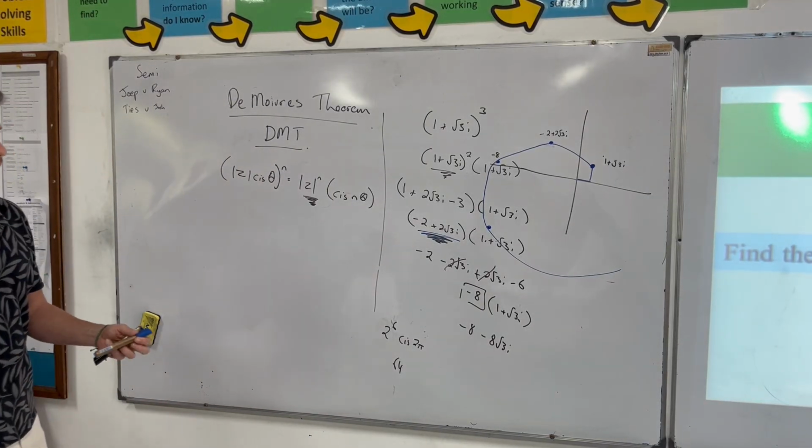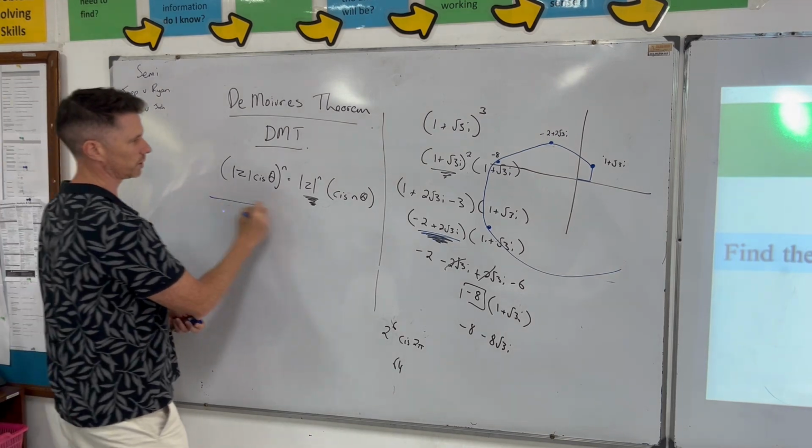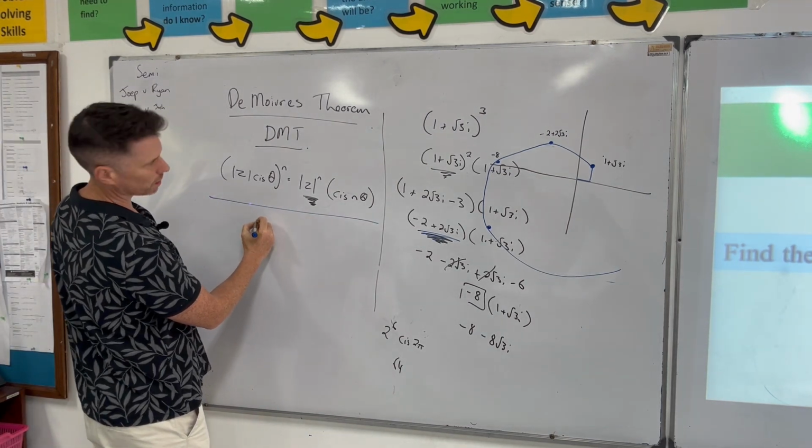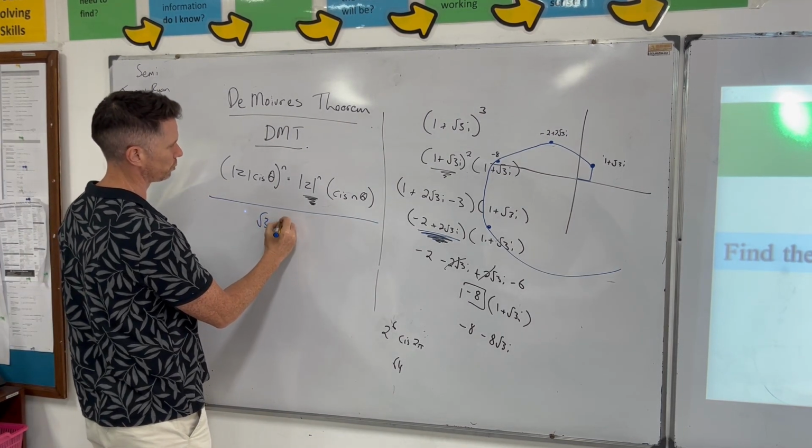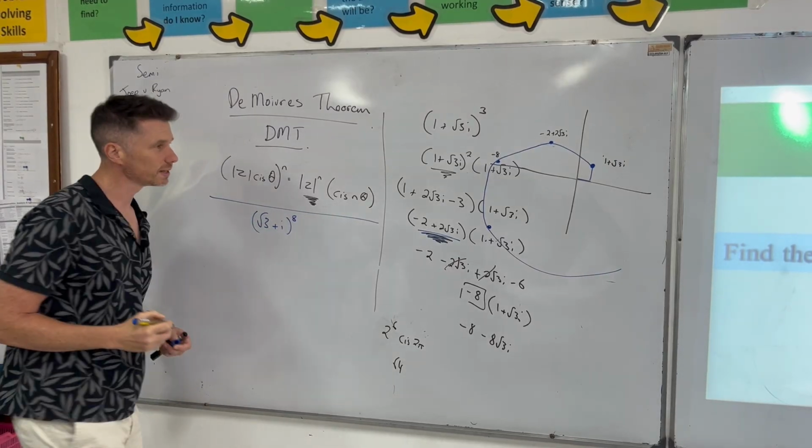Okay, I'm going to start it. So the question on screen is, use DeMoivre's theorem to find the exact value of root 3 plus i to the power of 8.